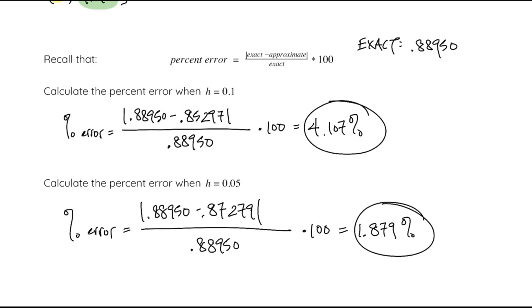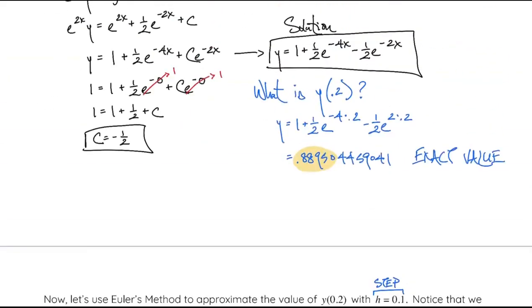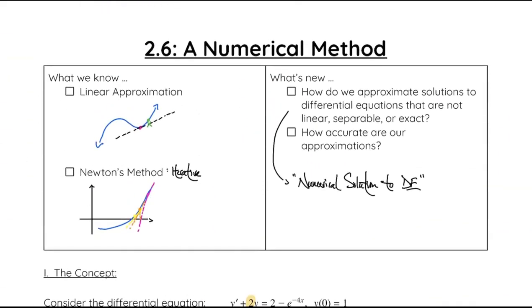Okay. And so that is the story of Euler's method. All right. So a way to approximate, it kind of blends this linear approximation and Newton's method using slope fields, but having lots of iterations of those. So the smaller we make those arrows, the more accurate our answer will be. Okay.